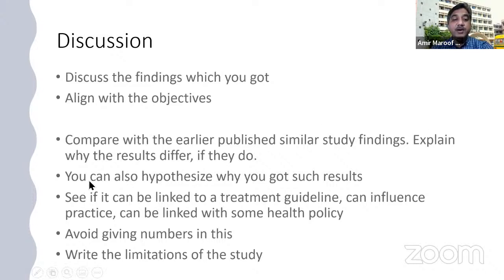Then we avoid giving numbers in the discussion. We don't again repeat the p-values and all the mean, median, everything. We don't write that in the discussion section again. We just write that the score was higher in this group than in that group, and then we start discussing that. So these are some of the points in the discussion section.